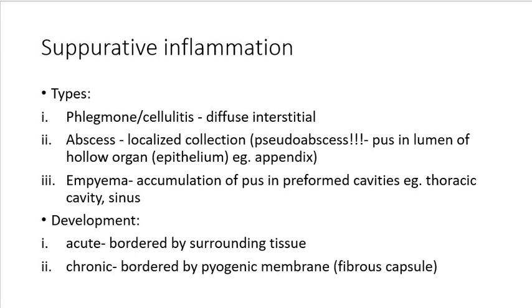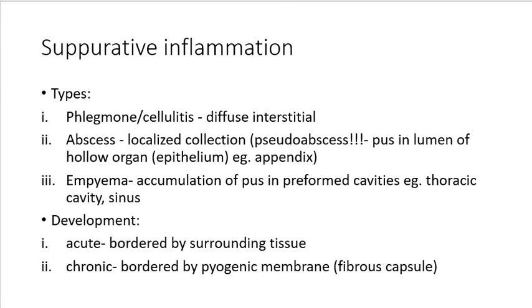So this could be at the site of the wound, but it can also be a pseudoabscess, which is basically pus in the lumen of a hollow organ, for example, the appendix. And then we can also have empyema, which is accumulation of pus in preformed cavities. For example, here we would consider the thoracic cavity.